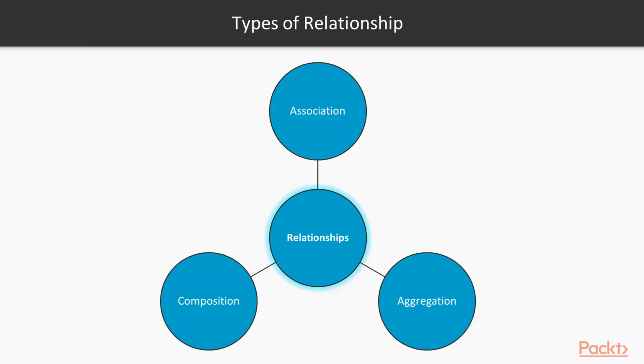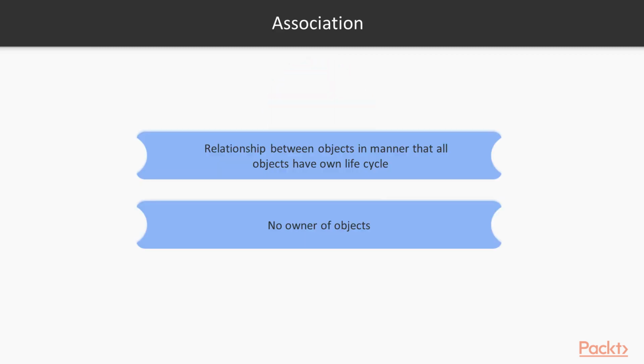Before we start our discussion on OOP, first we should understand relationships. In the real world, objects have relationships between them and hierarchies as well. The types of relationships in object-oriented programming are association, aggregation, and composition. Association represents a relationship between two objects in a manner that all objects have their own life cycle. In association, there is no owner of these objects.